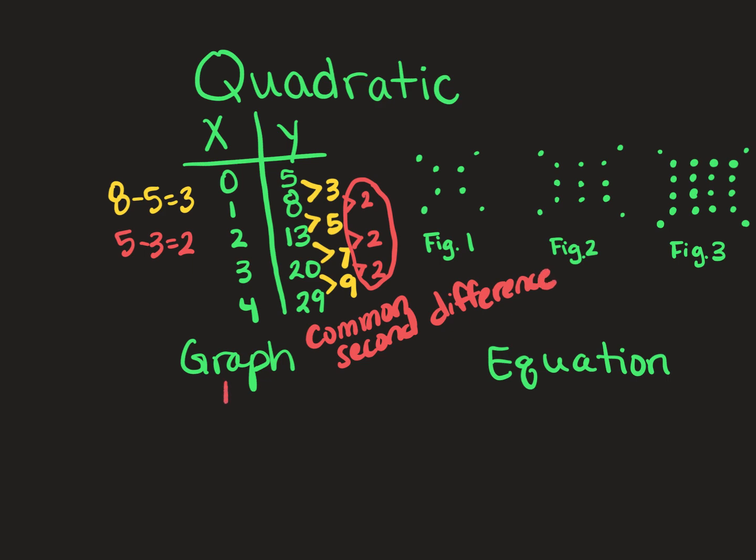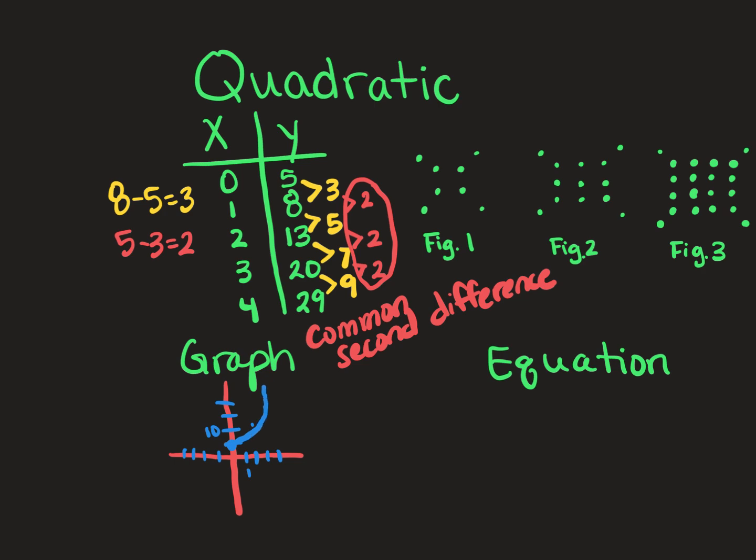I'm going to talk about the graph first. So the graph of this would be those parabolas from last year. So 0 goes with 5, 1 goes with 8, 2 goes with 13, a little bit past 10, 3 goes with 20, and it kind of curves up like this.